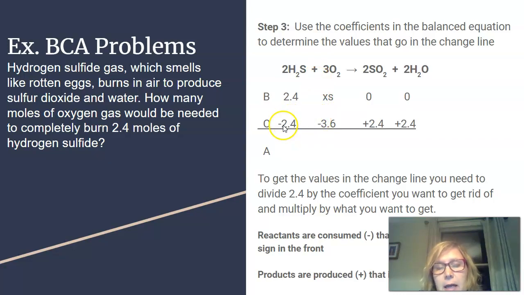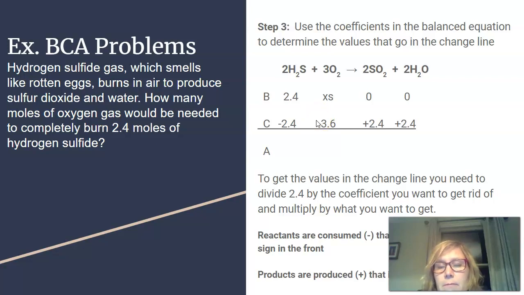So I'm going to say 2.4 divide by 2, multiply by 3. That's how I ended up with 3.6. So what I want you to do in your calculators right now is take 2.4, divide it by 2, and you're dividing by the mole ratio of 2 H2S, and I want you to multiply it by 3, the O2 coefficient, and that should give you 3.6. And that's how many moles of O2 you're actually using in the reaction.